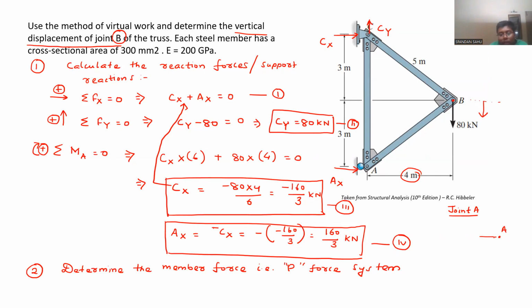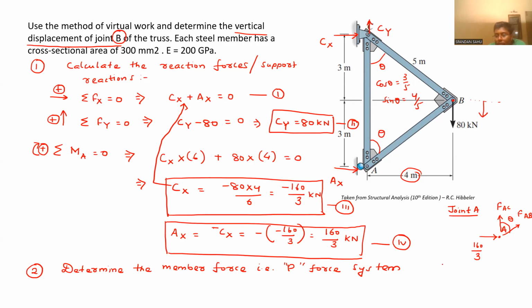Here we got Ax as 160 by 3. There won't be any reaction this side, and two member forces will come. This as FAB, this will be FAC, and this will be FAB. Now let this angle be theta. Now we can write cos theta will be equal to, this is 3, this is 5, so 3 by 5, and sin theta will be equal to 4 by 5.